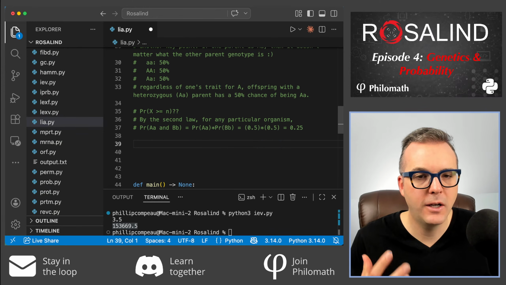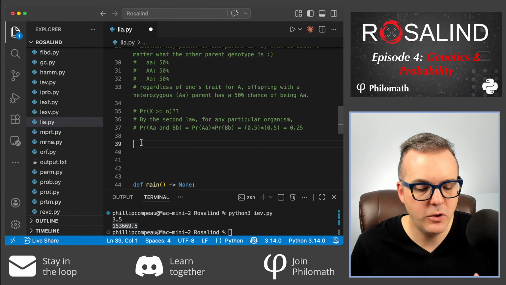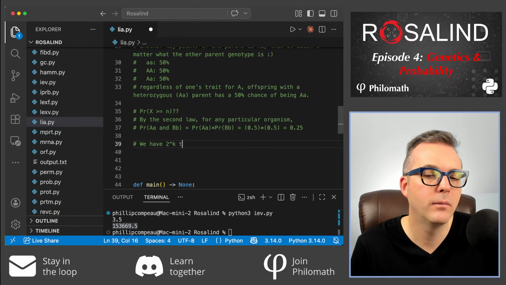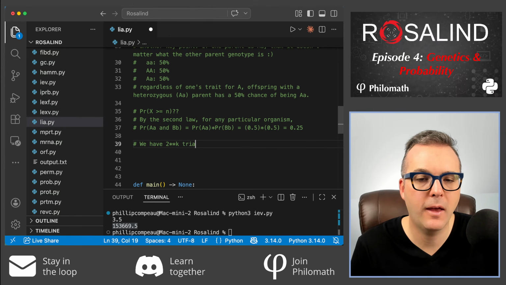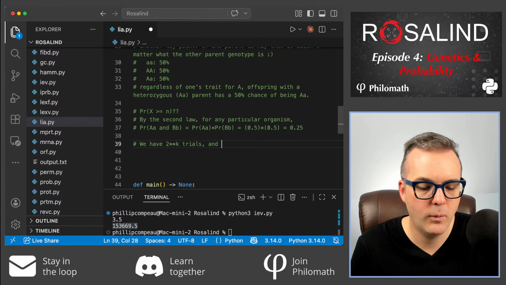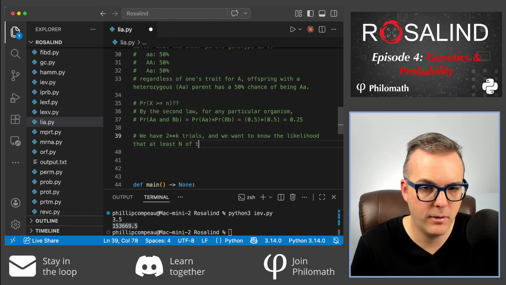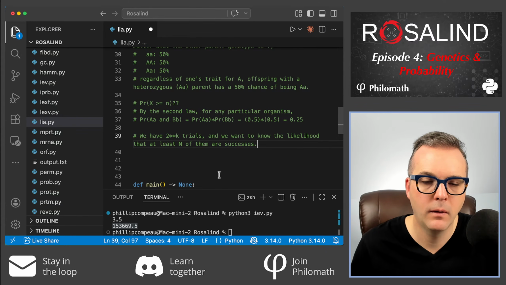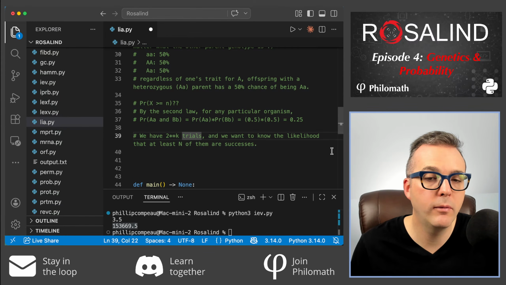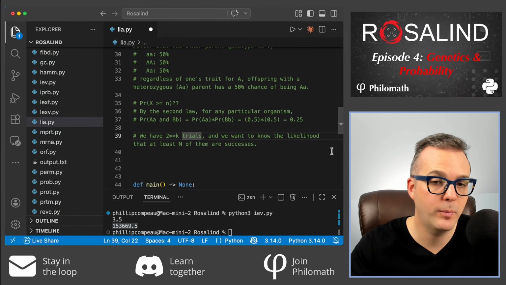So now I'm starting to understand how I maybe could compute this. I want you to imagine that we have 2 to the k trials. I'll write it as 2 star k since we're in Python. 2 to the k trials, and we want to know the likelihood that at least n of them are successes. Each of those trials is the production of an offspring.